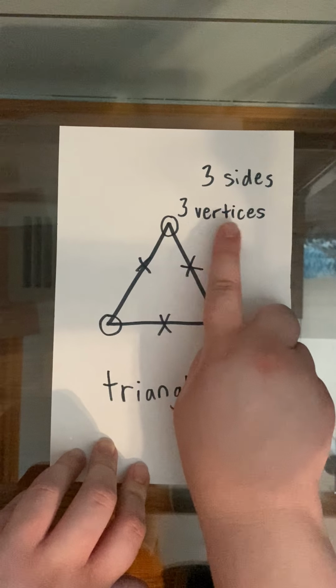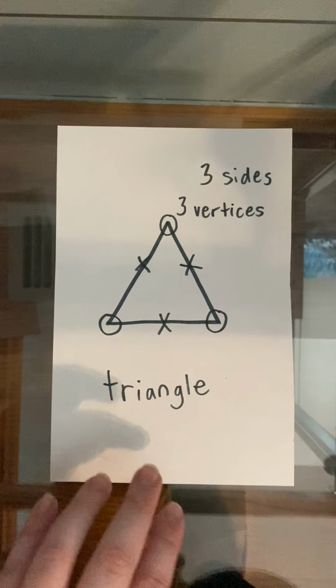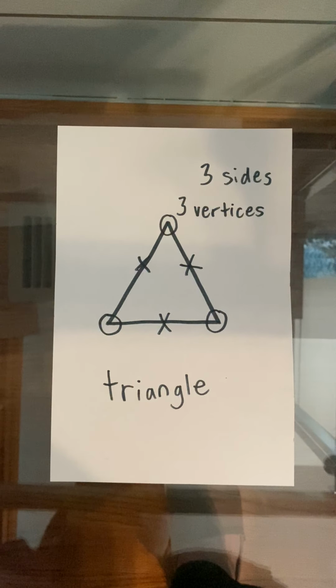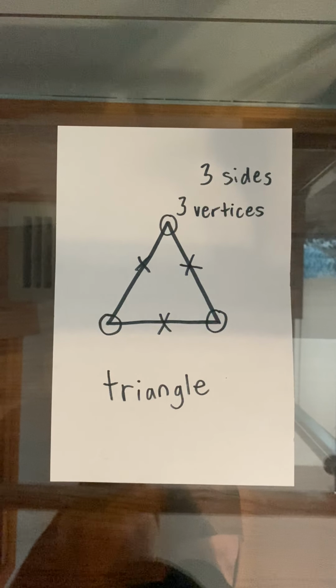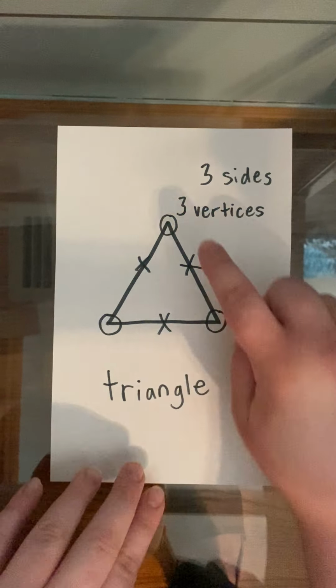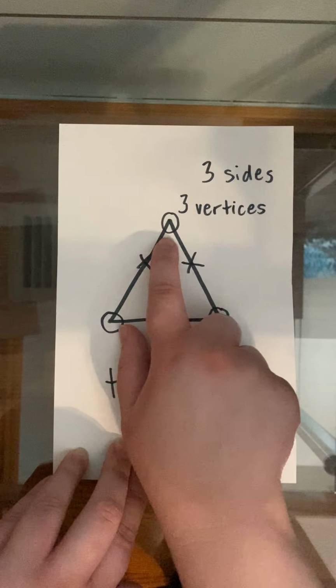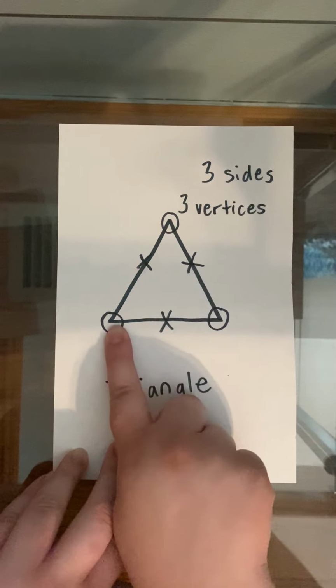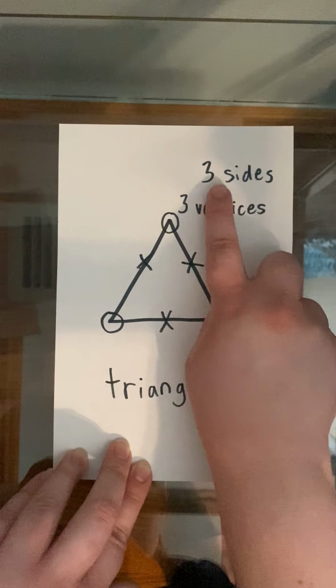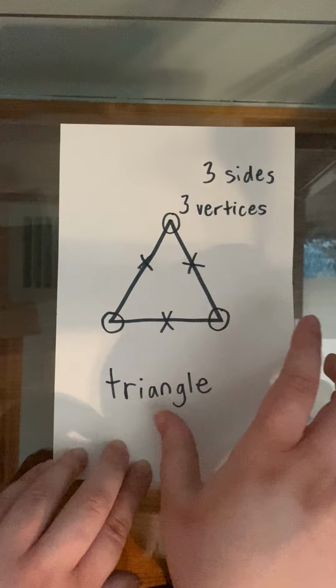And we also said there are 3 vertices. Does anyone remember what a vertex is? A vertex is a corner. So can you figure out where the corners of the triangle are? Remember, there's 3 of them. Can you see the 3 corners or the 3 vertices? There's one right here. See, that's where the 2 lines meet. It's a corner. So there's one there, one here, and here. So we found out there are 3 sides and 3 vertices.